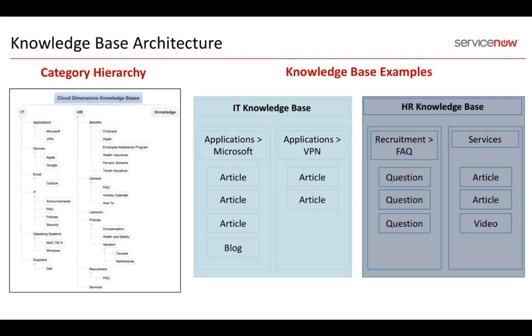And then on our right, just some examples of what it can look like. So we have IT, and then we have application as a category with Microsoft and VPN as subcategories, and then the articles within those subcategories. Over on the right, HR, right, we have our recruitment, frequently asked questions, and then those questions as articles, services, right? So just what it can look like there for our knowledge base examples.